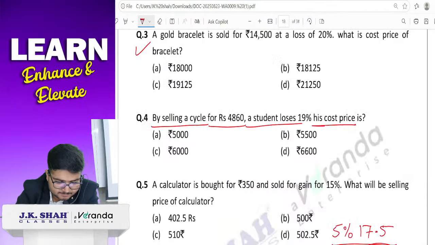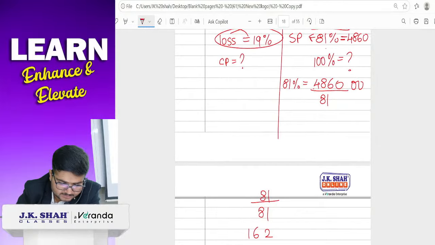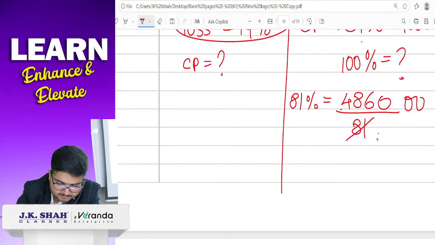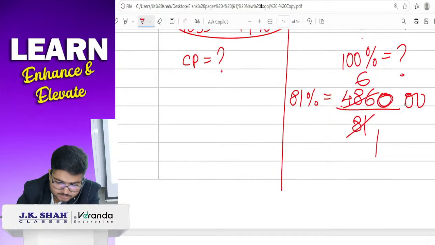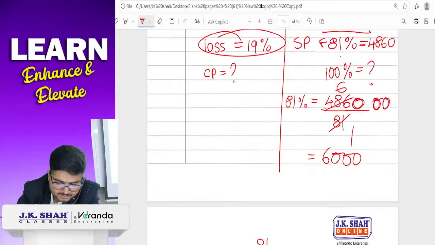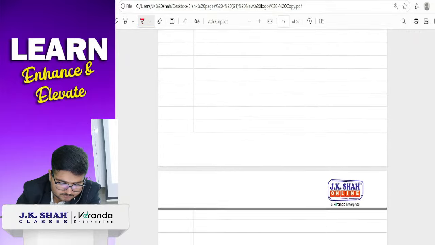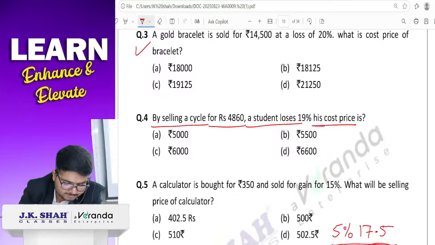That means 81 times 6 is 486, and then we will put 3 zeros. So the answer is 6000. Everybody understood? So the cycle was of 6000. The cost price is 6000. Option C.